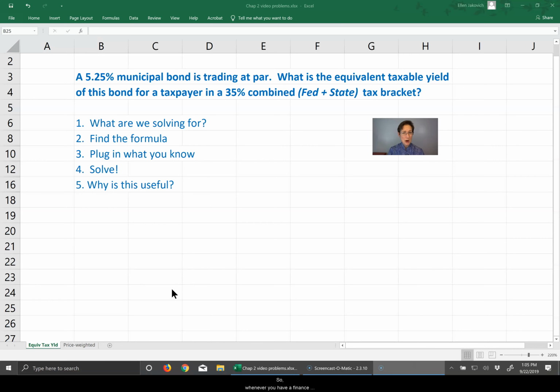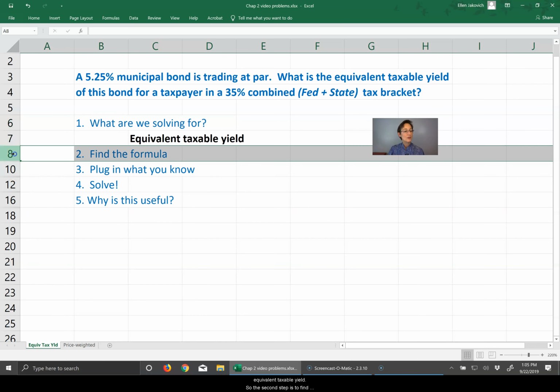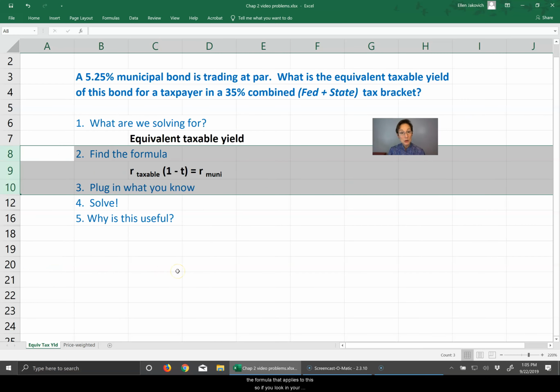So, whenever you have a finance problem or an accounting problem or anything, the first thing you want to do is identify, what am I solving for? In this case, we are solving for, as you well know, equivalent taxable yield. The second step is to find the formula that applies to this. If you look in your course materials, you are going to find that the rate of return on the taxable bond times 1 minus your tax rate will equal the rate of return on the municipal bond at break even.